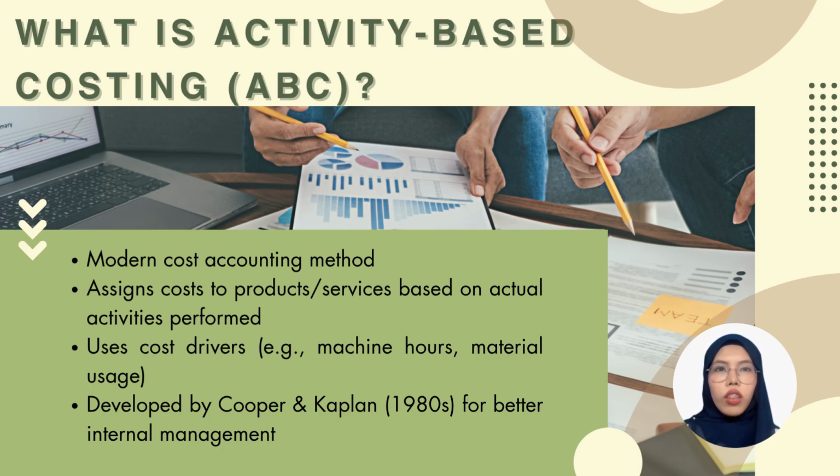Each of these activities uses resources such as labor, materials, or machine time, and ABC seeks to measure how much of each resource is consumed by each activity. To do this, ABC uses what are called cost drivers. Cost drivers are factors that directly influence the cost of an activity. For example, the number of machine hours might be a cost driver for the machining activities, while the amount of material used could be a driver for assembly or packaging. By linking costs to these drivers, ABC provides a much richer and more meaningful picture of where money is being spent in the production process.